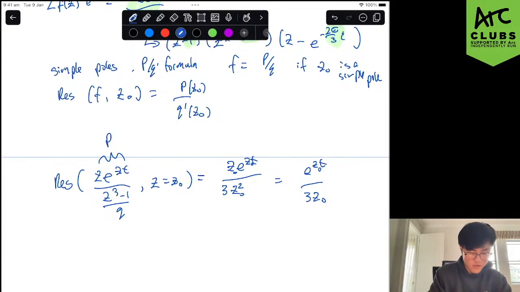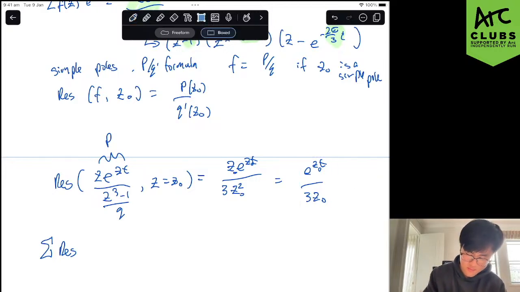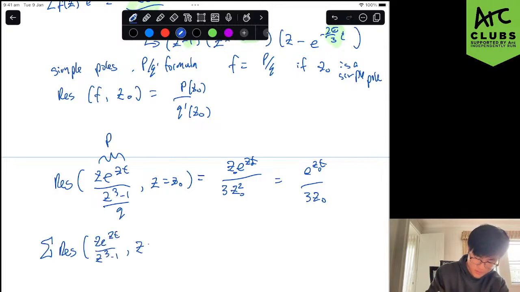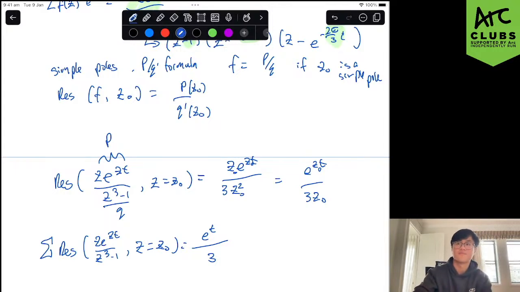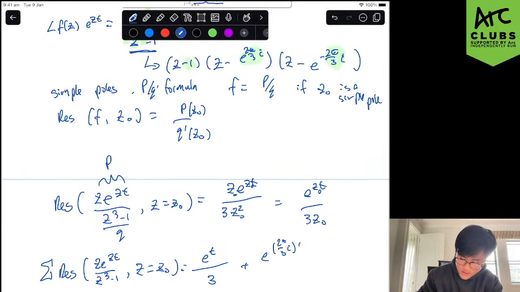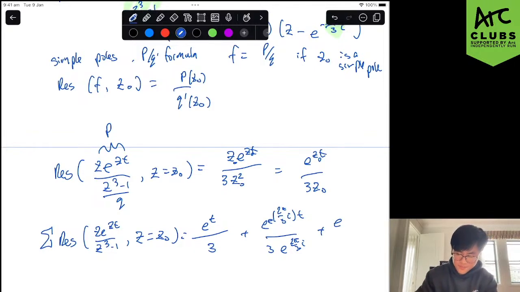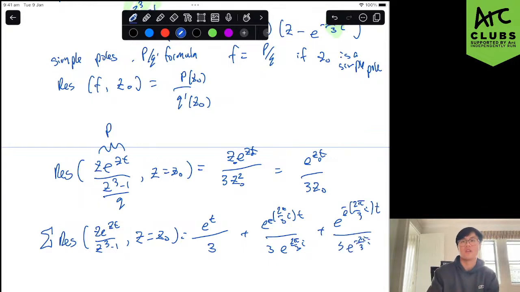And now we just need to do the sum of all of them. So the sum of the residues would just be, let me write that out, e to the t over 3, plus e to the 2 pi over 3 i times t over 3 e to the 2 pi over 3 i, plus the last term, like this here.